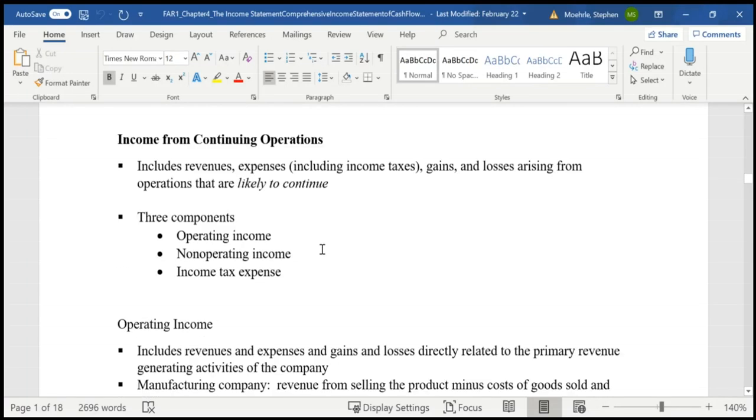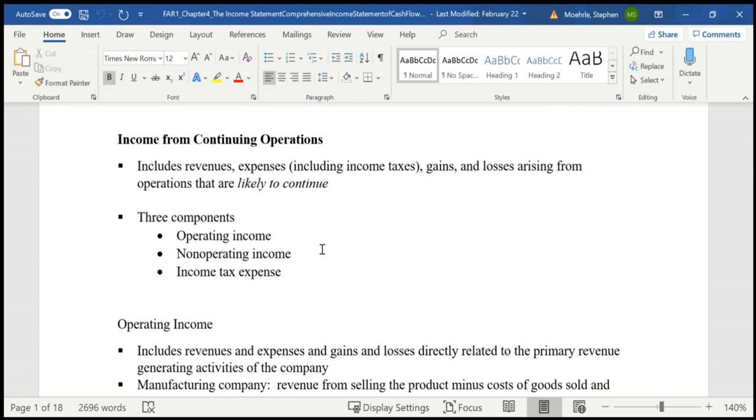So what is this income from continuing operations? Income from continuing operations is the revenues and expenses and the gains and losses arising from the company's operations that are likely to be continuing. Now, very often the case is that all of the operations of a business are continuing and there is no discontinued operations. In that case, we have no section speaking of discontinued operations. The first illustration we see in here will involve companies with no discontinued operations. That'll be in an upcoming video.